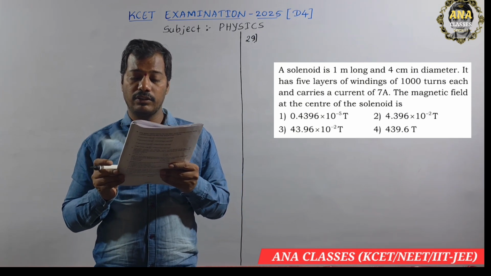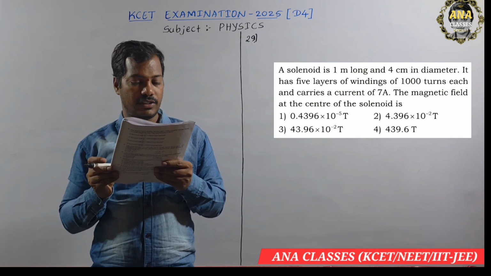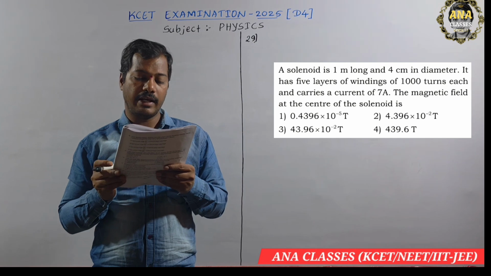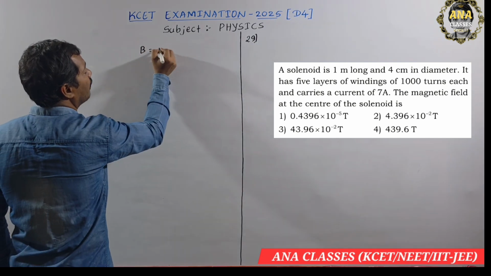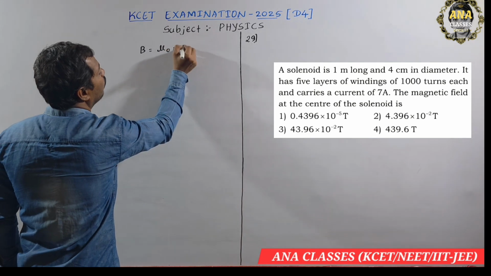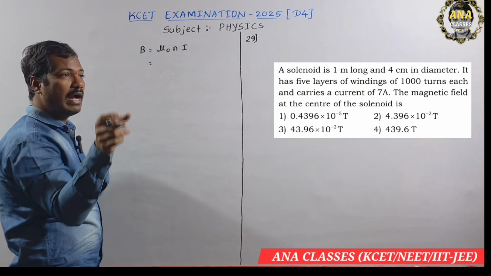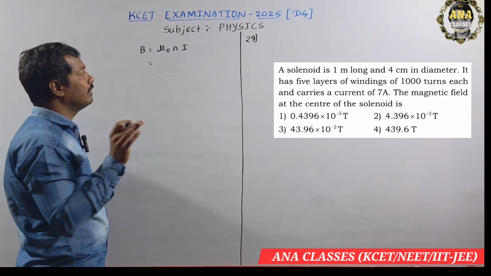29. A solenoid is 1 meter long, 4 centimeter diameter. It has 5 layers of winding, 1000 turns each, and carries current 7 ampere. The magnetic field at the center of the solenoid is? The formula is mu naught into n into I. It contains 5 layers and each has 1000 turns.